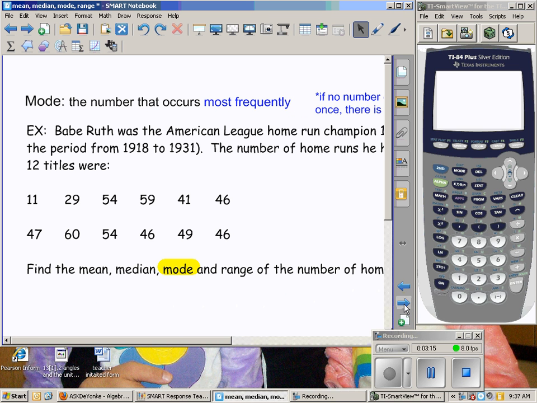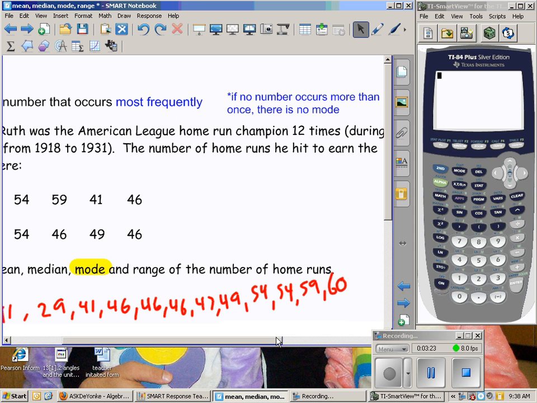Next is the number that occurs most frequently. Mode is the number that occurs the most. So in this set of data, if we look at what repeats most, it is 46. And once you've ordered your numbers, it makes it a lot easier to solve.